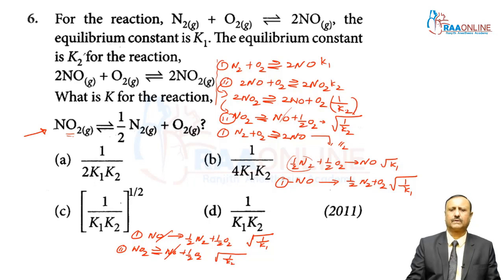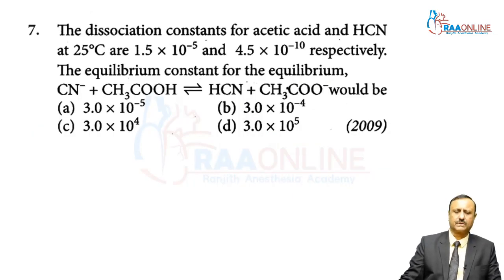Both are multiplied because both reactions are added. So it is a multiplication, and you get the root of 1 upon K1 into K2. My dear students, you can also write this as K1 K2 to the power half. So, this is the answer of question number 6. Your answer is C. Now, my dear students, we can go to question number 7.